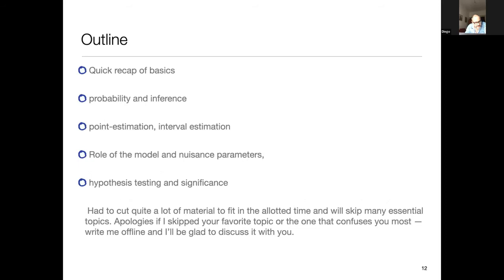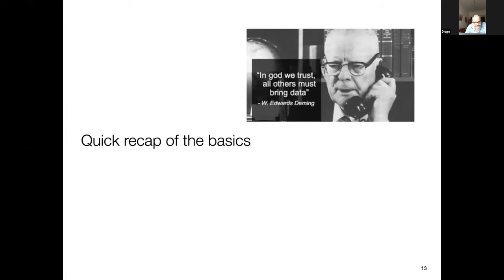So this is my outline. We'll have a first quick recap of the basics, and then the difference between probability and inference, and then we'll go to point estimation, interval estimation, the role of the model, and nuisance parameters, which are basically the systematic uncertainties that many of you may have already heard of, and then hypothesis testing, significance, etc. Again, this is a selection that I think might be useful, but I don't know exactly your background, so please, if your favorite topic or whatever confuses you most is not here, please write me and we'll take it from there. So let's go to the basics.